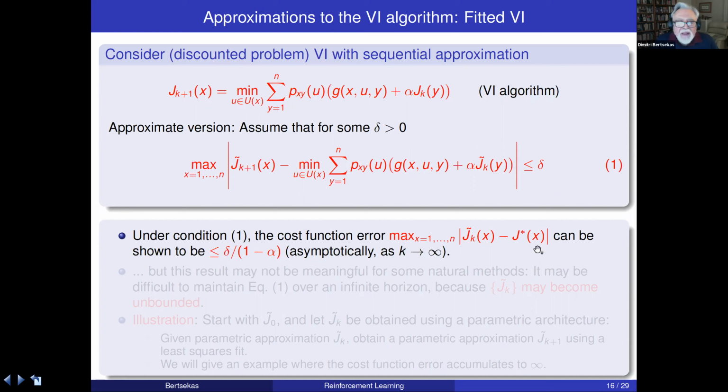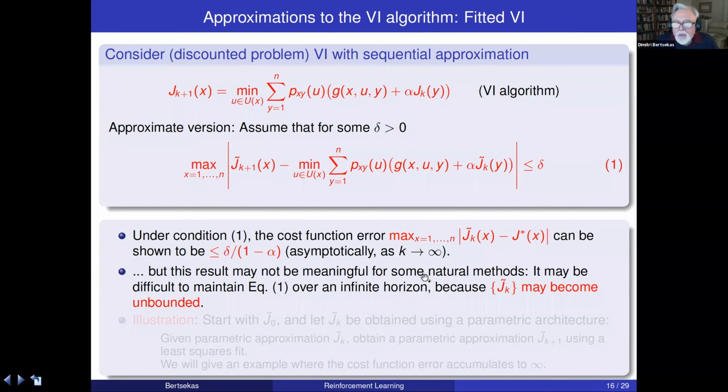On the other hand, this result assumes that this is true. In other words, it assumes that you can minimize within delta. And strangely enough, this may not be possible when errors accumulate. So this result may not be meaningful for some natural methods because it may be difficult to maintain this equation over an infinite horizon, because errors accumulate and the J tilde sequence may become unbounded.